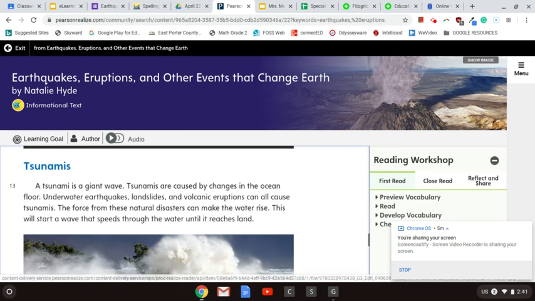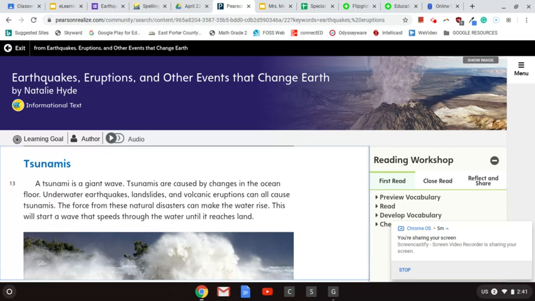There we have it. A tsunami is a giant wave. Tsunamis are caused by changes in the ocean floor. Underwater earthquakes, landslides, and volcanic eruptions can all cause tsunamis. The force from these natural disasters can make the water rise. This will start a wave that speeds through the water until it reaches land.